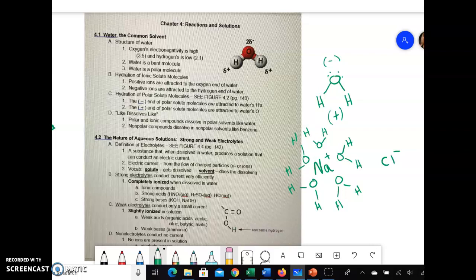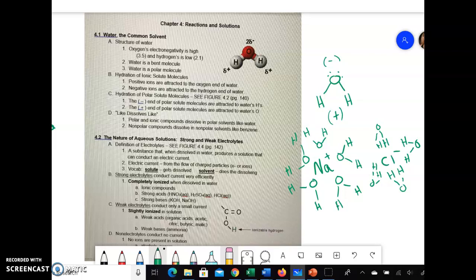Same thing with the chlorine, except this time it's the hydrogens that are attracted. So when water surrounds the chlorine, it's going to put the hydrogens near the chlorine because chlorine is negative and those hydrogens are slightly positive. And this is called hydration. So when water surrounds these particles, now we've dissolved it into such tiny particles that you can't actually see them. And that's why it looks like things disappear. They really just break into really small particles.